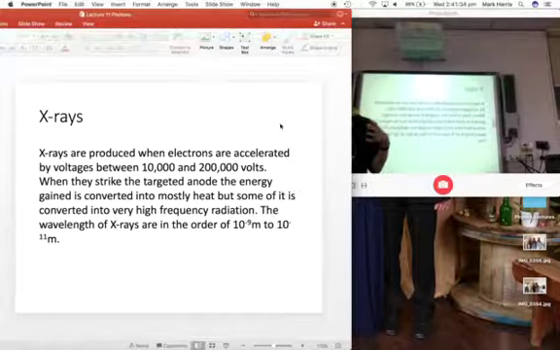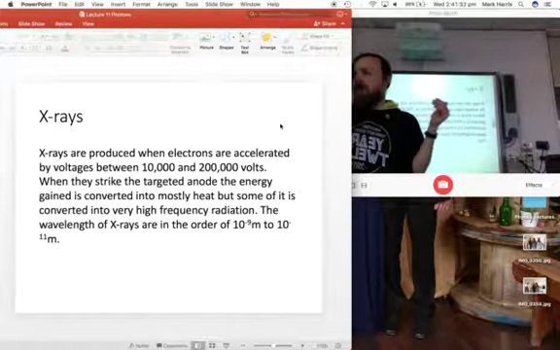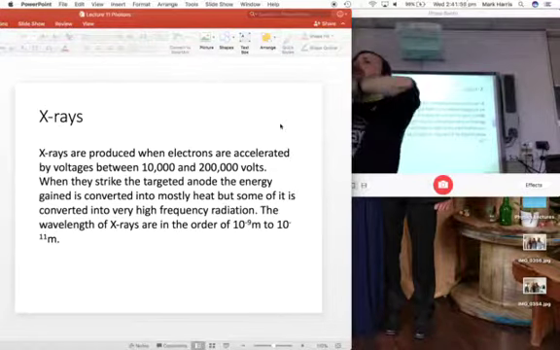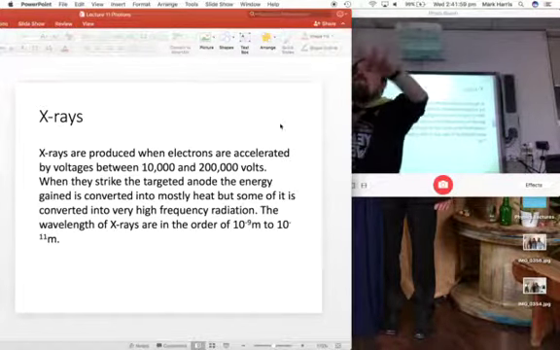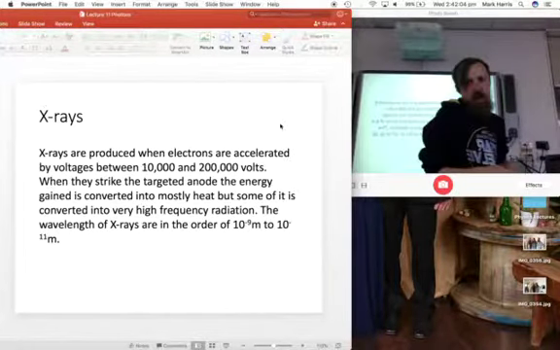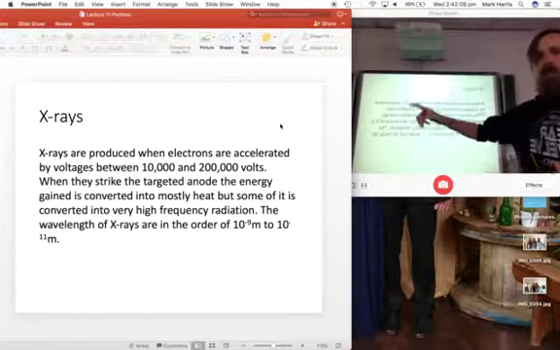When they strike a targeted anode, the energy is converted into mostly heat, but some of it's converted into very high frequency radiation. So this is not the photoelectric effect. What happens is the electron comes in, it slows down almost instantly, and the energy is released as a photon. It's sort of like the reverse, but not really. X-rays have a wavelength order of magnitude between 10 to the negative 9 to 10 to the negative 11.